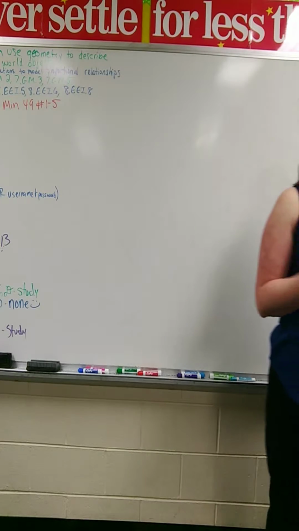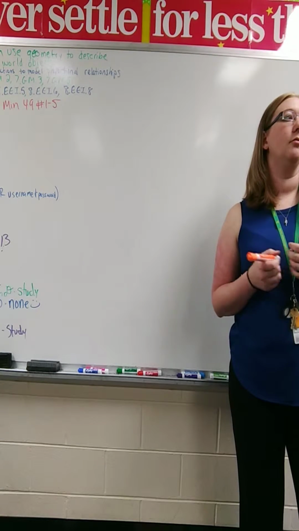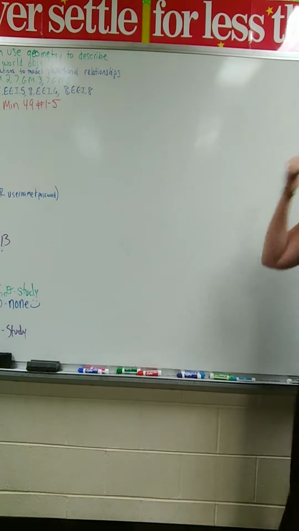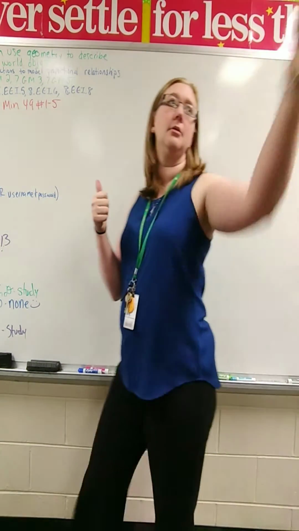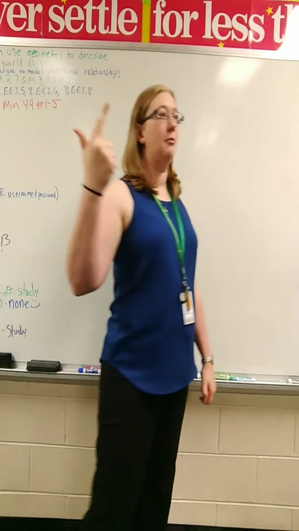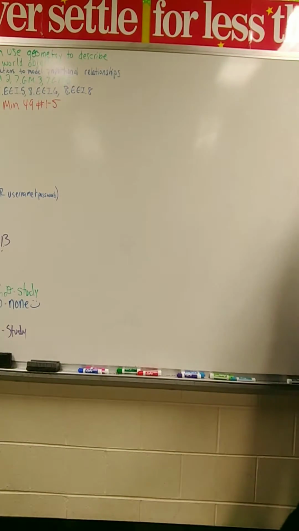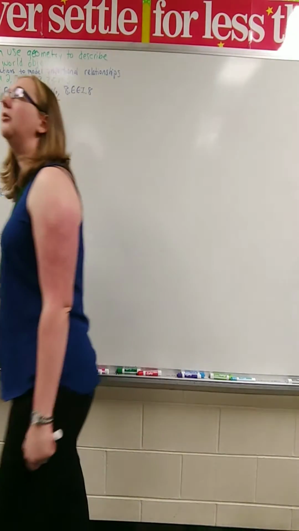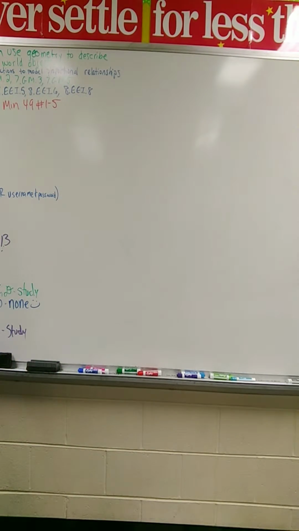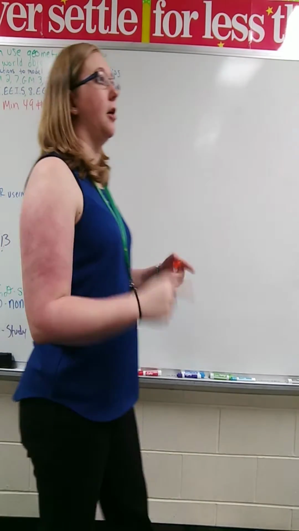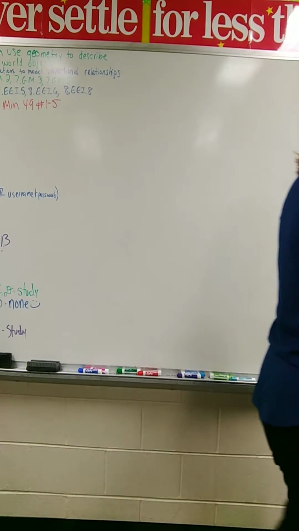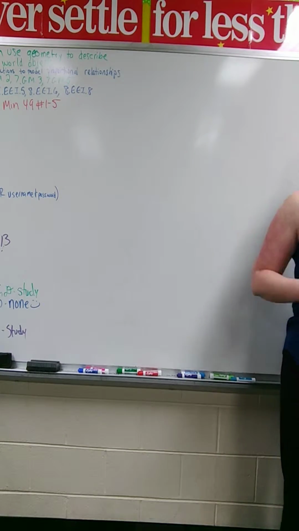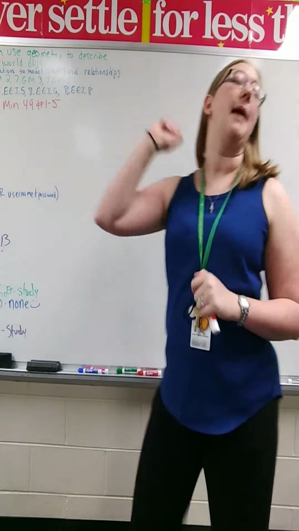If a graph was proportional, what were those three things? It had to start at the origin. What else? It had to be a straight line. What was the third? Increasing. It had to be increasing. And when all those things took place, that meant that it had a unit rate, which meant that it had a constant of proportionality, which we called the slope. Correct? Okay.